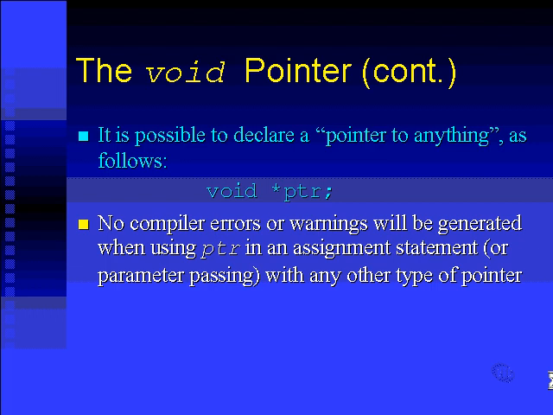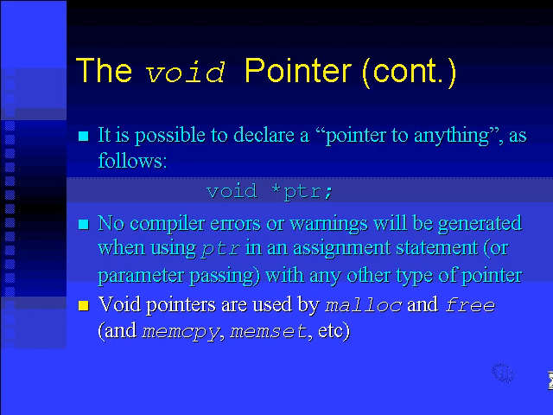Because no compiler errors or warnings will be generated when using this particular type of pointer, a void pointer, in an assignment statement or in parameter passing. If you use it in an assignment statement or in parameter passing with any other type of pointer, you will simply not get an error message or a warning. That means if you had a pointer to an integer a and a pointer to a void b, it would be possible to say a equals b or b equals a, and the compiler would not complain about that. So these are used quite commonly.